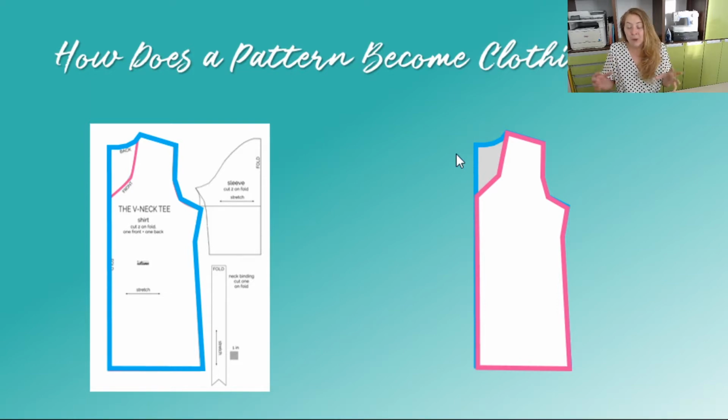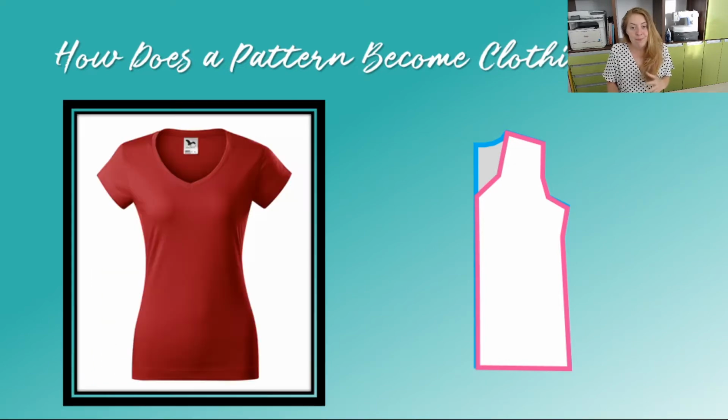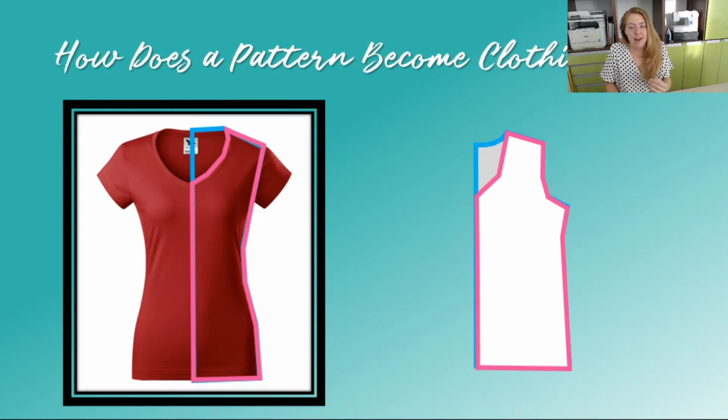Now, to give you a real world example of what this looks like, here's a t-shirt, okay? Here's the pink outline, here's the blue outline. The back of your shirt is behind the front. So when you sew it together, you're not going to see very much of the back if you're looking at the front. Okay? So this is the same thing. Imagine if we had cut this white fabric out, it would be the exact same as the shirt in red that we see here. Okay?